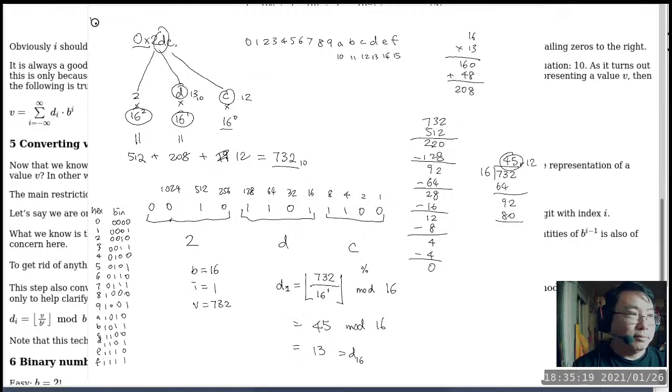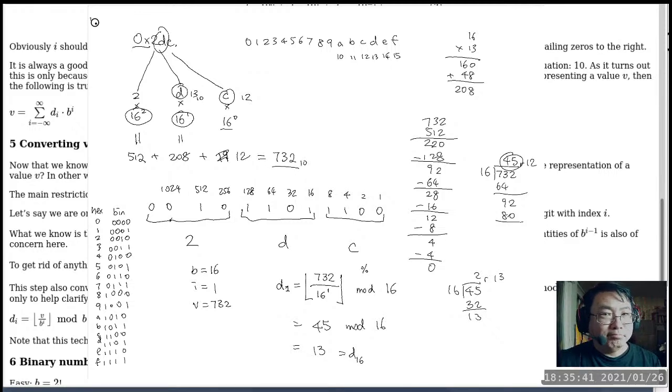Why is it 13? Because 45 divided by 16 is 2 with a remainder of 13, because mod is the remainder after division. Oh, okay. There we go. So it does work. Cool.